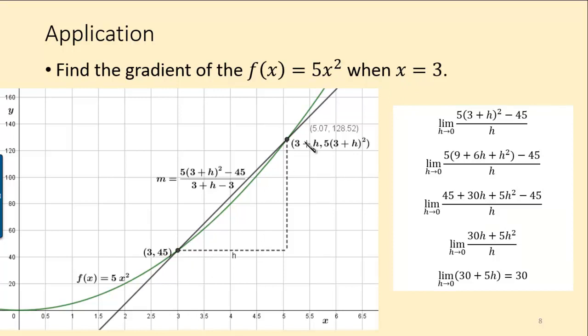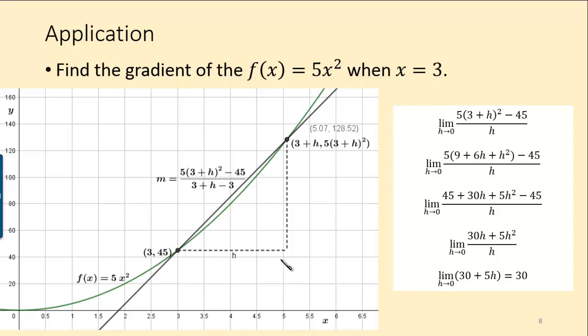So what we're going to do is just draw a secant line. We want the gradient at the point x equals 3, so this point becomes (3, 45). Why? Because f of 3 is 45. Notice it's 5 times 3 squared, 5 times 9, 45. Then we come over to another point on the graph of the function. So we come over an amount h. In this example h is 2.07, but we're not really interested in those values. I just put them here so you have something to anchor yourself on.